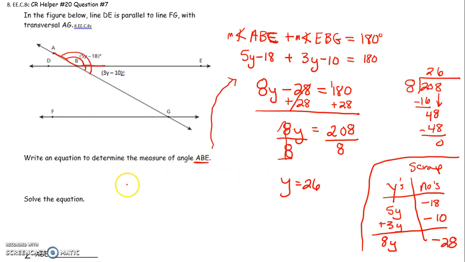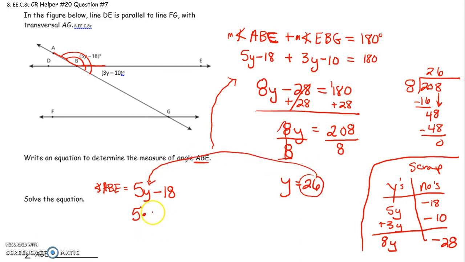But now y is 26 degrees, so now I have to substitute back in. 5y minus 18 was my angle ABE. So now I have to do 5 times, in place of y, I have to substitute in a 26. 5 times 26 minus 18. So 26 times 5. 5 times 6 is 30. 5 times 2 is 10, so that's 130. So this is 130 minus 18.